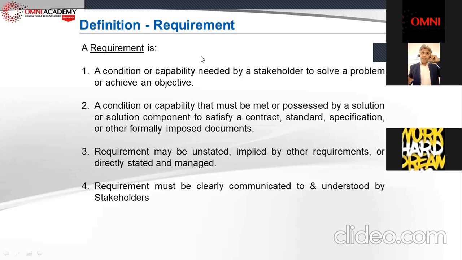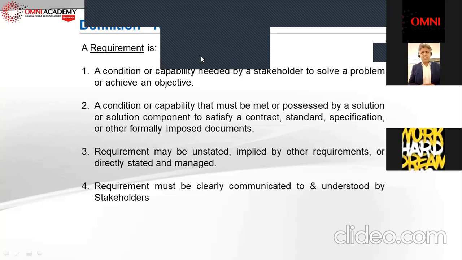So I have told you this requirement, and I was thinking that you might have also understood this. This should be by default, right? These could be implied requirements, or implied by other requirements, or directly stated and managed requirements. Managed requirements are those requirements that come into the business analysis process for requirement information. We'll discuss this in a bit.